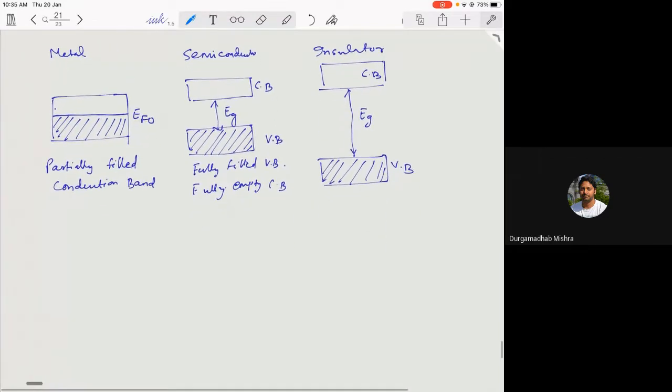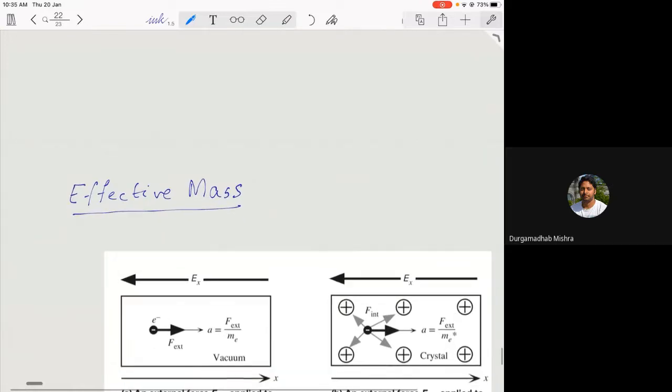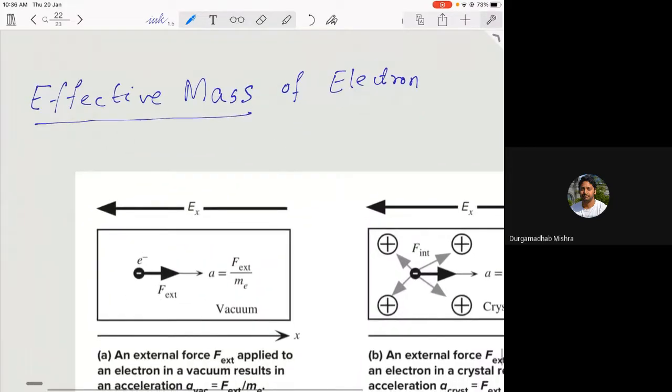Okay, so if not, one more thing which I want to discuss is something known as effective mass. So what is effective mass? We are talking about the mass of the electron here. Why am I coining this term effective mass? Why not just simply mass? Now let's look at one electron in vacuum, for example, in free space. That means the electron is not attached to any solid or anything.